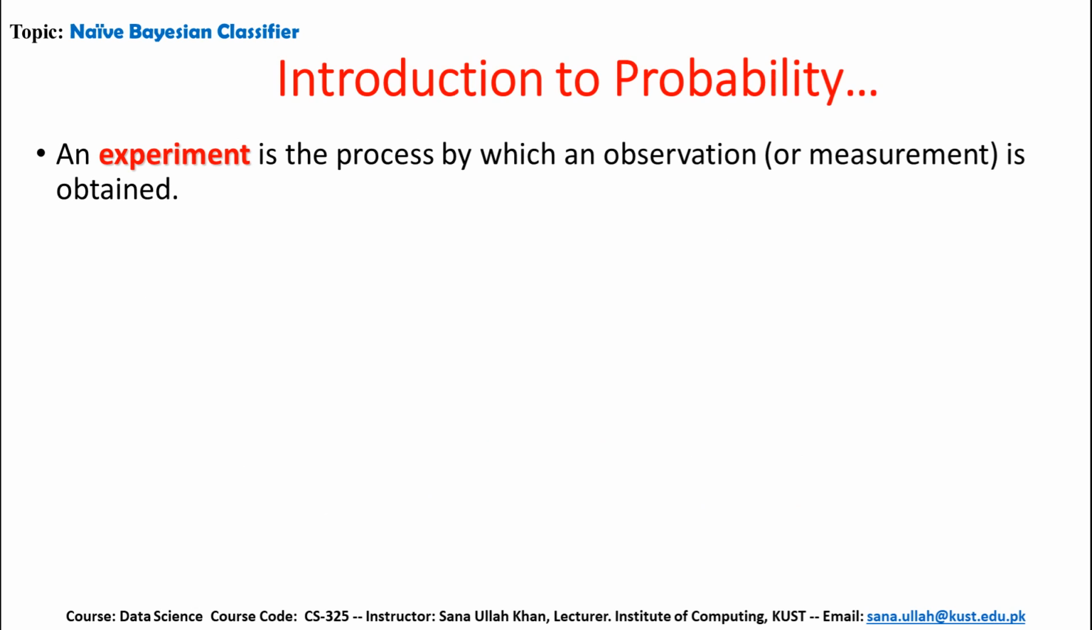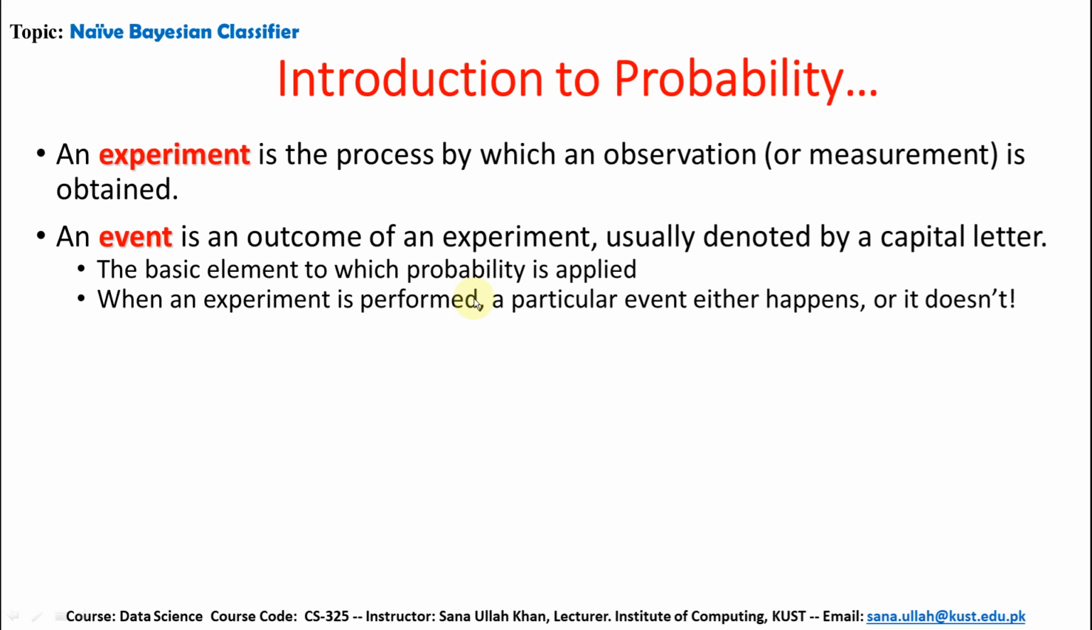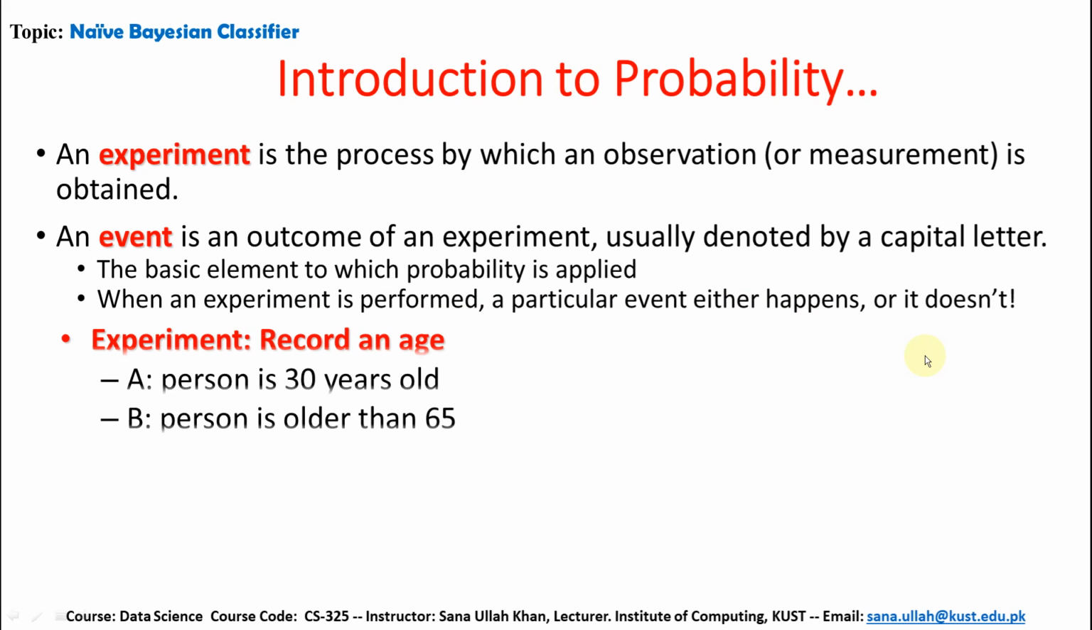So an experiment is the process by which an observation or measurement is obtained. An event is the outcome of this experiment, usually denoted by a capital letter. Like when we throw a die, it is an experiment, and the outcome, the result of the die, is called an event. The basic element to which probability is applied: when an experiment is performed, a particular event either happens or it does not.